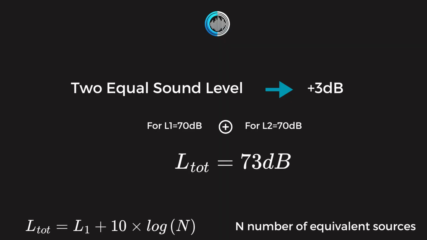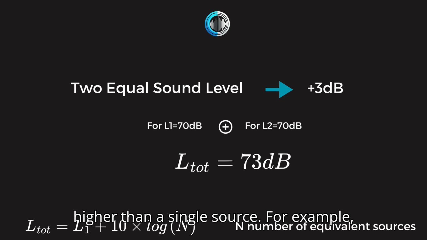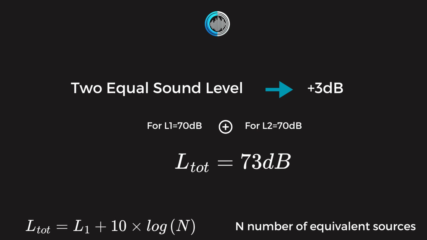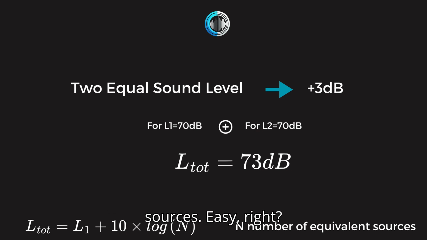Here's a quick tip. If you're summing equal sound levels, there's a shortcut. For two equal sources, the total level is about 3 dB higher than a single source. For example, 50 dB plus 50 dB equals 53 dB. 60 dB plus 60 dB equals 63 dB. Add 10 log n to one source's dB, where n is the number of identical sources. Easy, right?